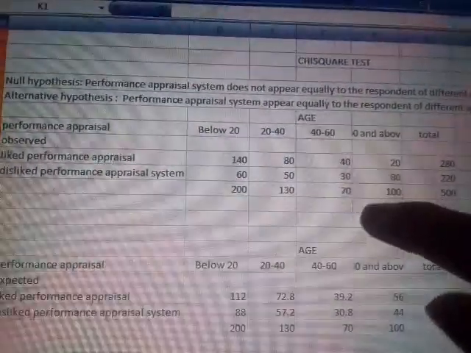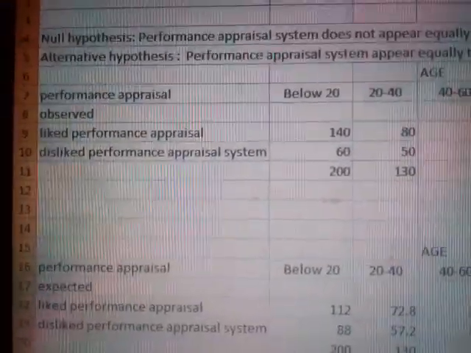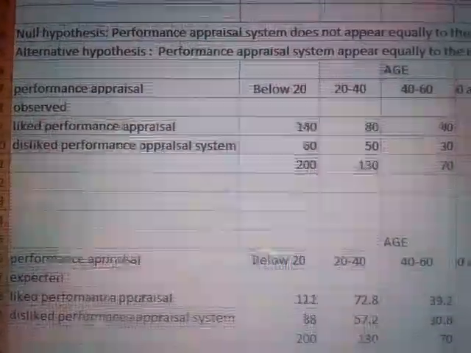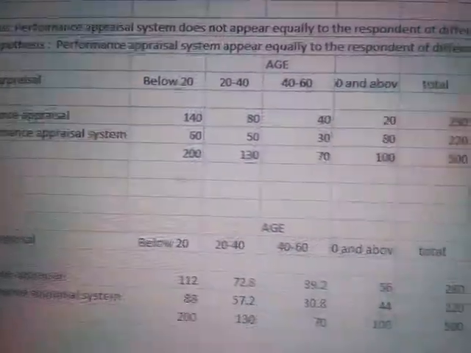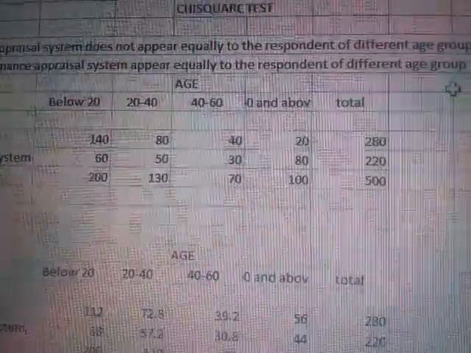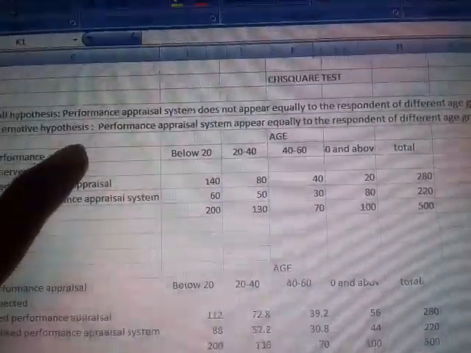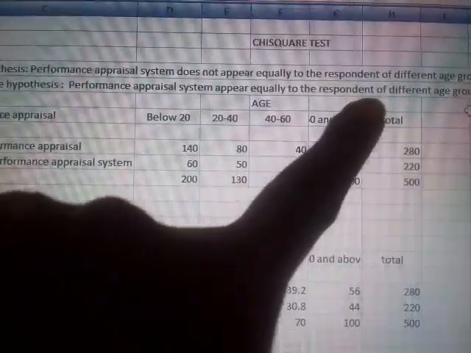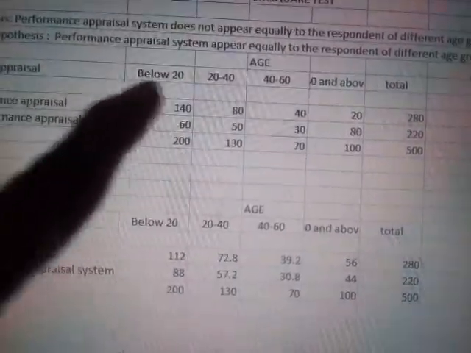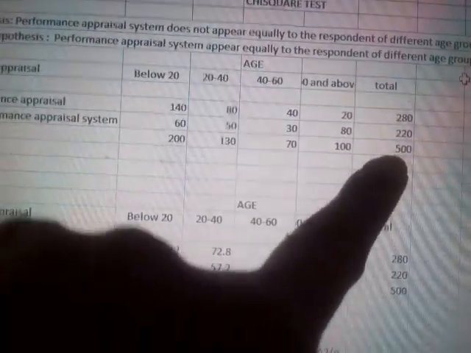For these questions I am going to frame a hypothesis. Here I framed a null hypothesis H0: performance appraisal system does not appear equally to the respondents of different age groups. My alternative hypothesis is that performance appraisal systems appear equally to the respondents of different age groups. The age groups are below 20, 20 to 40, 40 to 60 and 60 and above, and here is the total number of respondents. My total number of respondents is 500.